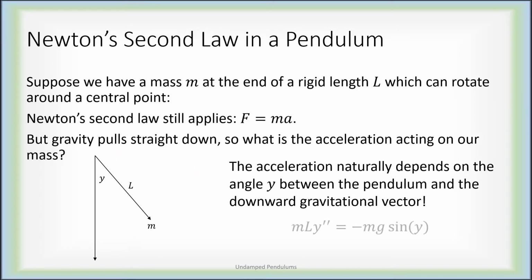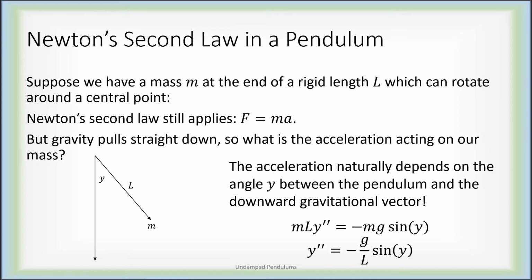What we end up with is the mass times the length of the rod or string times the acceleration is negative mass times gravity times the sine of the angle. Okay, so it makes sense that a sine of the angle would show up here. When this angle is 0 and I'm pointing straight down, there's no acceleration. When the angle is 90 degrees or pi over 2 radians, my sine is at its maximum and I have my maximum downward pull.